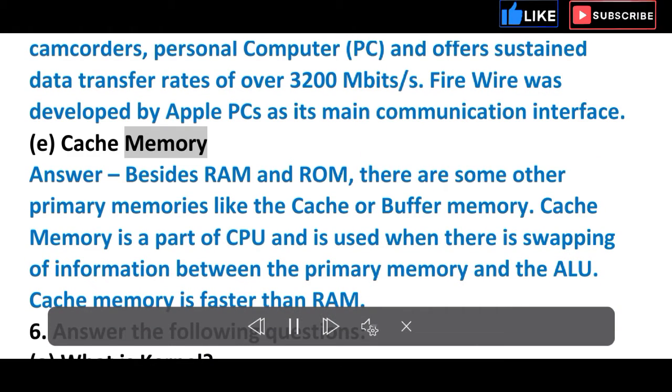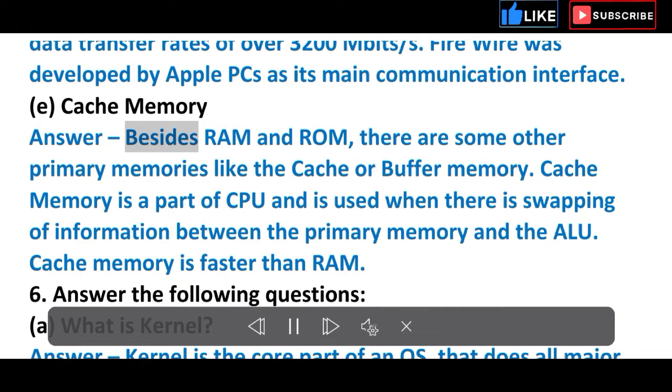A. Cache memory. Answer. Besides RAM and ROM, there are some other primary memories like the cache or buffer memory. Cache memory is a part of CPU and is used when there is swapping of information between the primary memory and the ALU. Cache memory is faster than RAM.